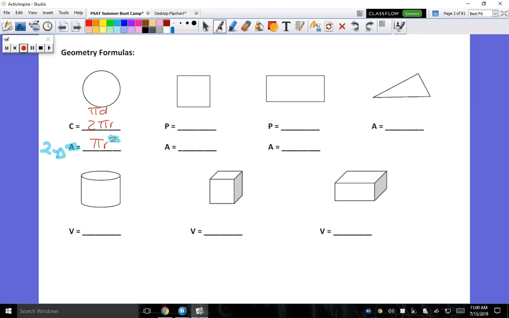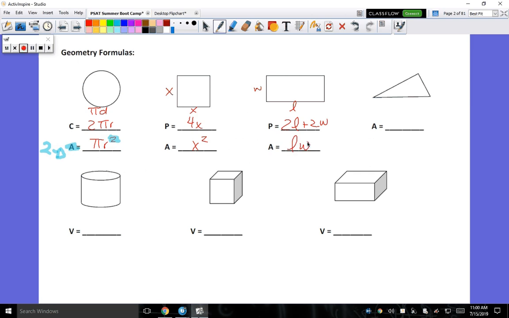Okay? This next one is a square. What's P equal to? 4x, if we say that the side is x, good. And if it was s, we'd say 4s. What's A? X squared. What is this rectangle's P equal to? Let's say that this is L and this is W. Yep, 2L plus 2W. And what's A? LW.